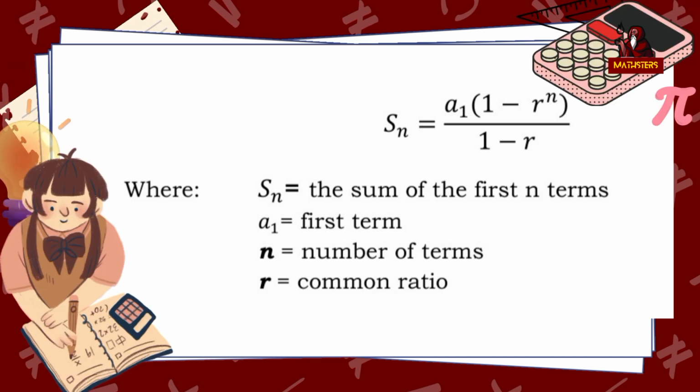The formula for finite is the sum of n terms equals a sub 1 times the quantity of 1 minus the common ratio raised to the power of n over 1 minus the common ratio. Now let's solve some examples.